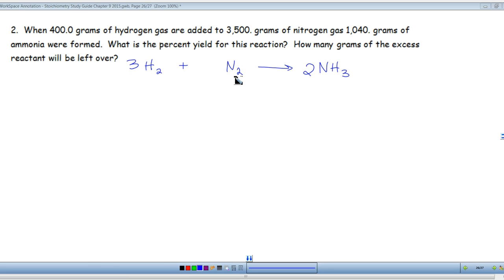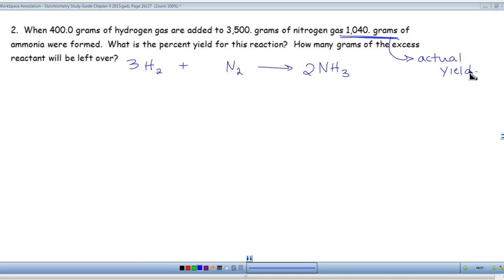Eventually, I want to use that 3-to-1 ratio between the hydrogen and the nitrogen to figure out the limiting and the excess. Percent yield is actual over theoretical. The actual usually comes from lab data, or in this case, they're going to tell us. This 1,040 grams of ammonia that were formed, that's my actual yield. On paper in a problem, they have to tell you how much was really collected. Okay, cool. So we just need to calculate the theoretical.